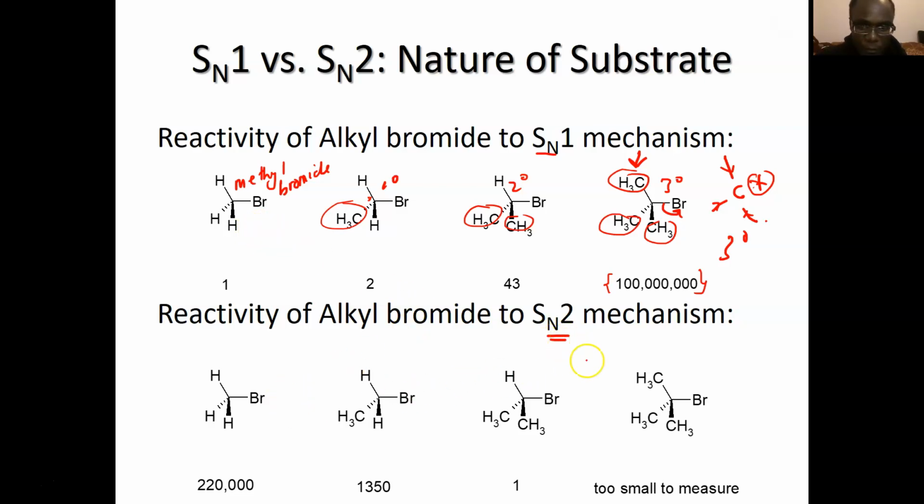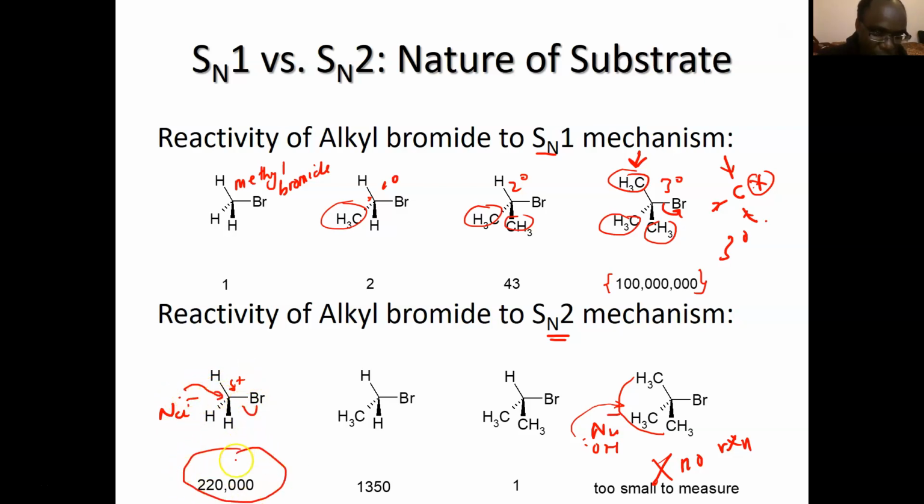Now for SN2, the backside of this guy is hindered. So if the nucleophile like OH- tries to attack from the back, it's just gonna be thrown back by the big alkyl groups. So this one, almost no reaction. In fact, cannot be measured. But look at the primary. Here, the carbon, the partial positive carbon, is very, very exposed to be attacked from the backside. So this reacts 220,000 times faster than whenever you have a secondary alkyl halide. And of course, the rate for the secondary alkyl halide is just 1350.